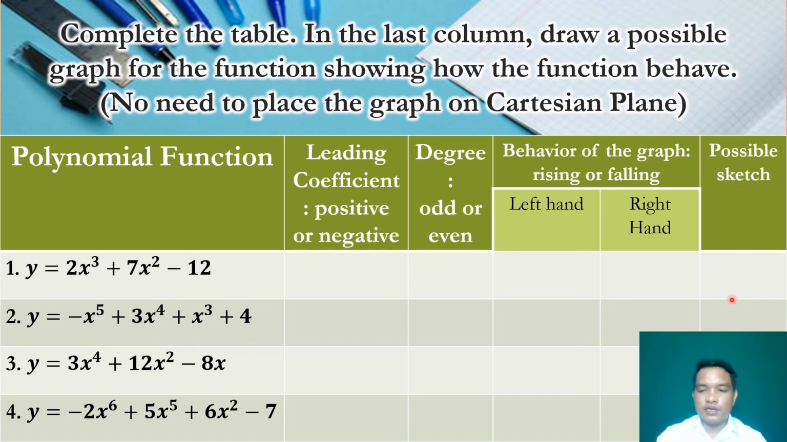So, importante lang dito is makita kung sa left ba ay falling and sa right ba ay rising, or sa left ba ay rising and sa right ba ay falling, or both rising or both falling to the left or right. So, yun lang po ang importante dito sa possible sketch. Okay. So, kung naintindihan na yung gagawin, i-pause muna saglit, sagutan, then kung tapos na, ituloy ang video para malaman yung sagot.